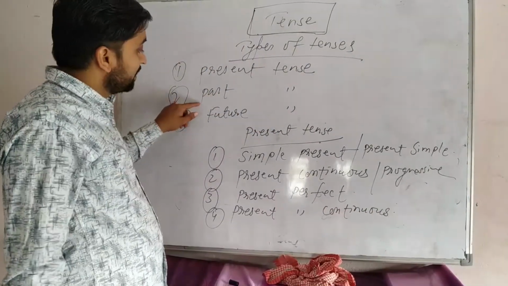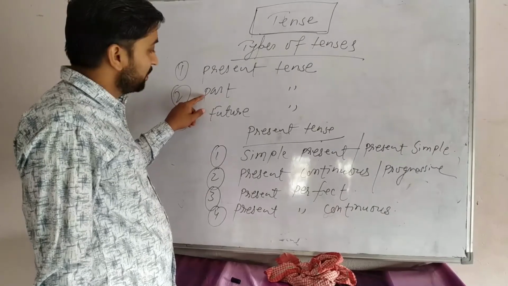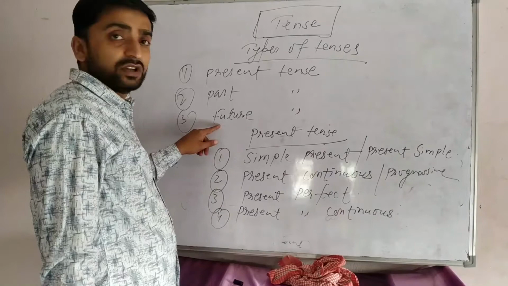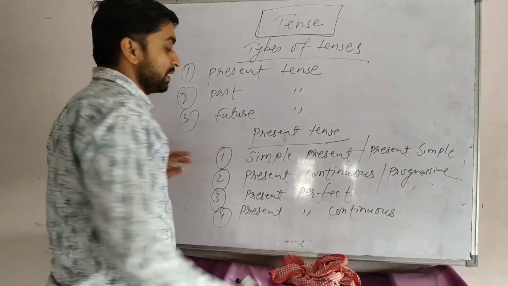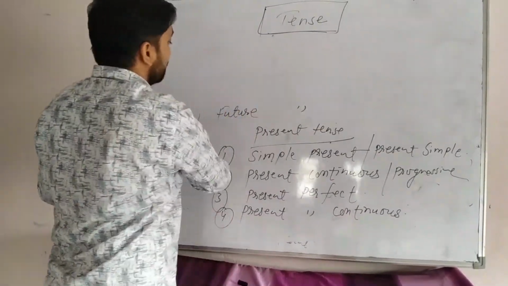Similarly, other tenses are in the same way. In the past: simple past, past continuous, past perfect, past perfect continuous. In the future also: simple future, future continuous, future perfect, future perfect continuous. I think you have understood. Now give more attention here.